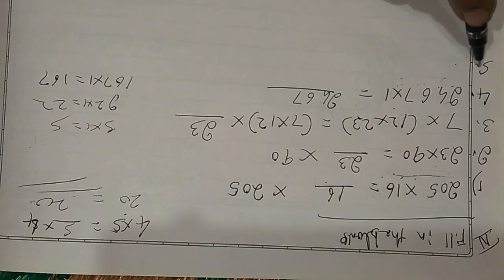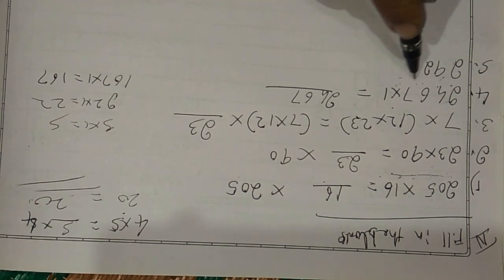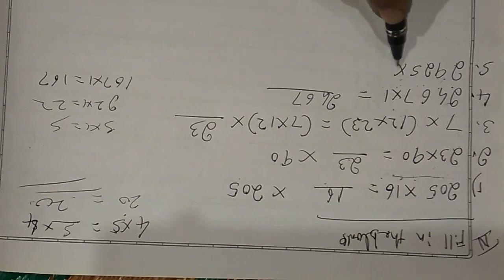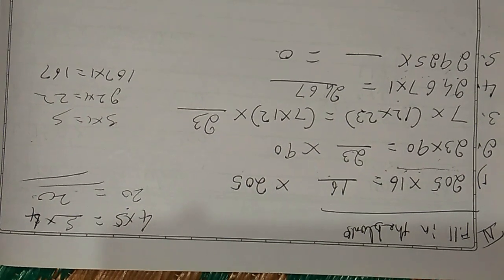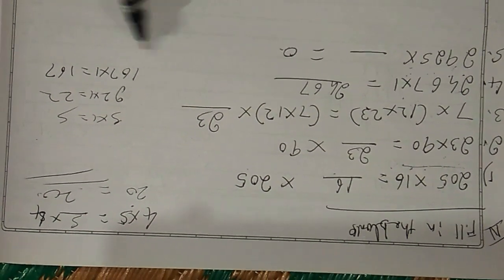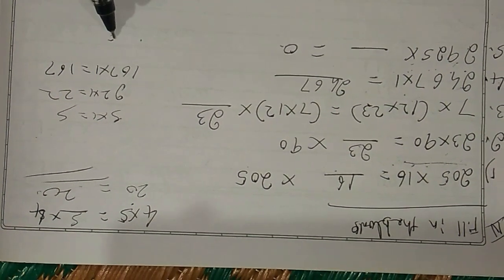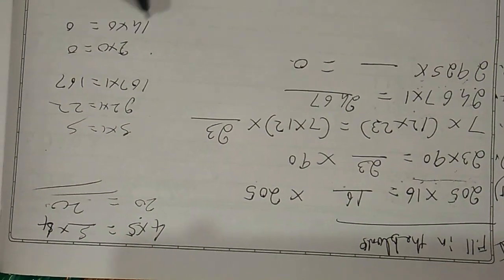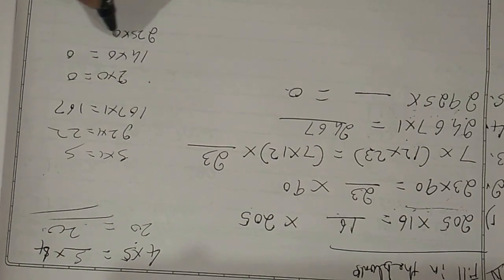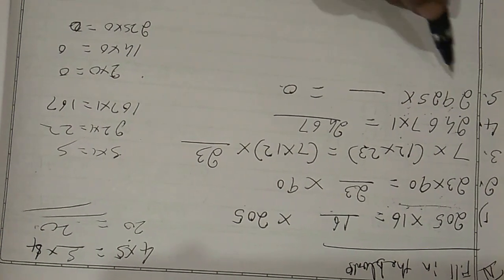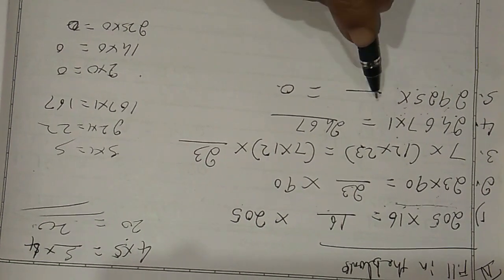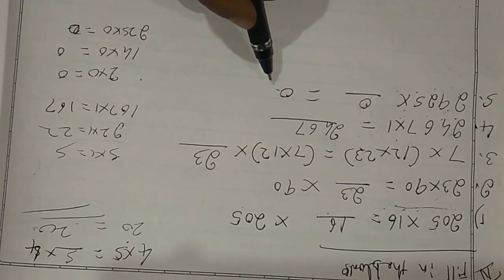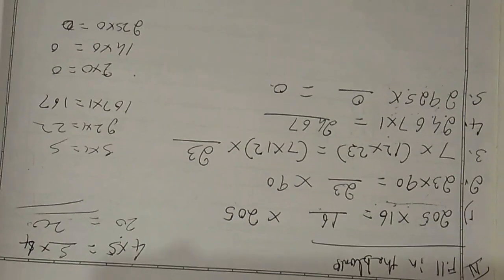So fifth one, 2925 multiplied by dash is equal to 0. So we have learned in the property that any number multiplied by 0 is 0. See, 2 zeros are 0, 14 zeros are 0, 225 zeros are 0. So 2925 multiplied by 0 is 0. Okay, children, coming to page number 37 in your textbook.